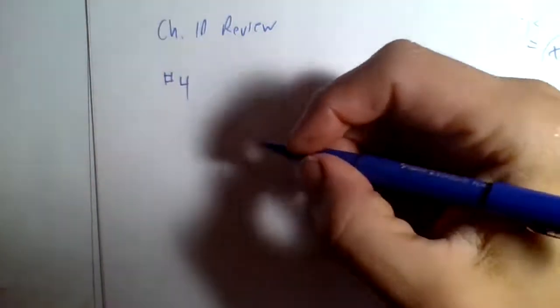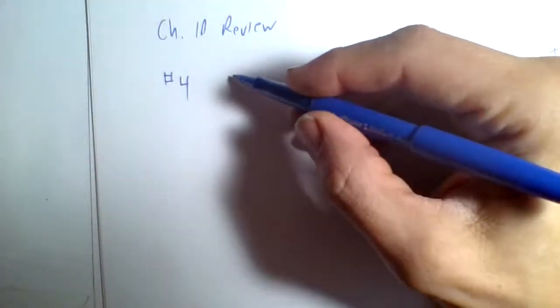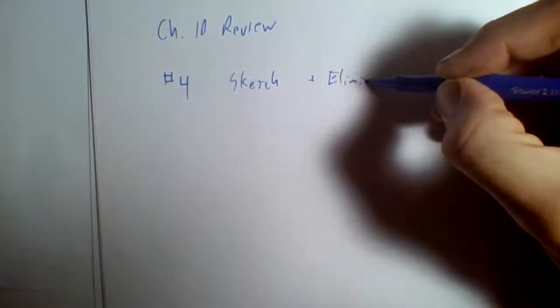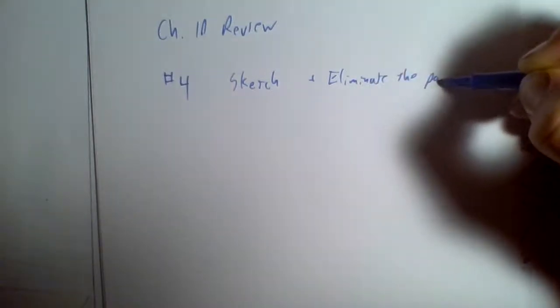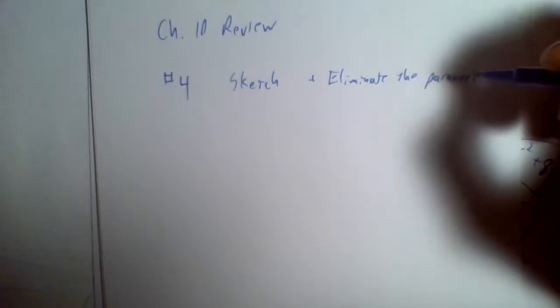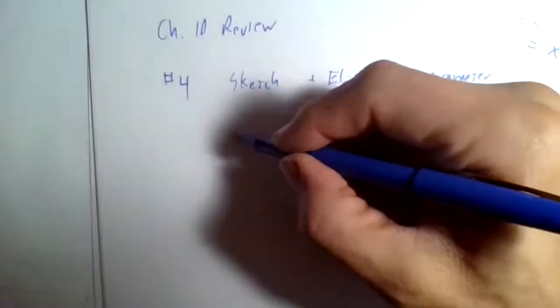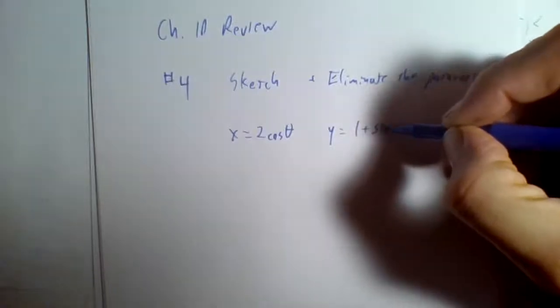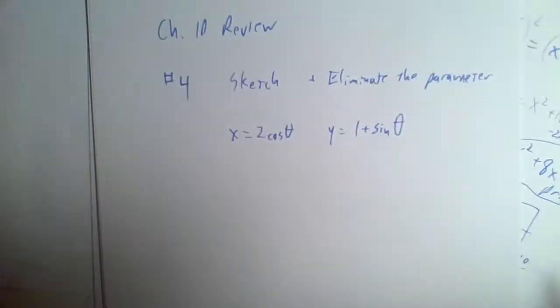I'm going to do 4 and 14 and 37 from there. So starting with number 4, it says to sketch. Well, it says really to do two things, sketch and eliminate the parameter to find the Cartesian equation of the curve. So, this one's x equals 2 cosine theta, y equals 1 plus sine theta. Now, this is not a t, it's a theta, but we're still just looking at it parametrically here.